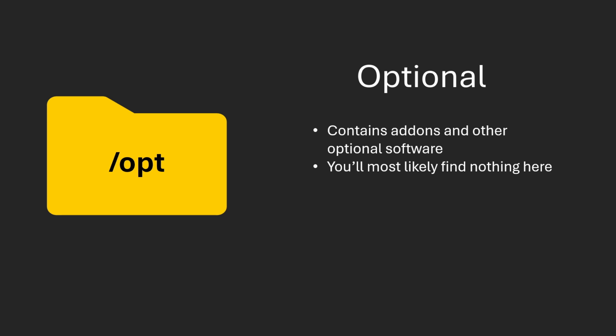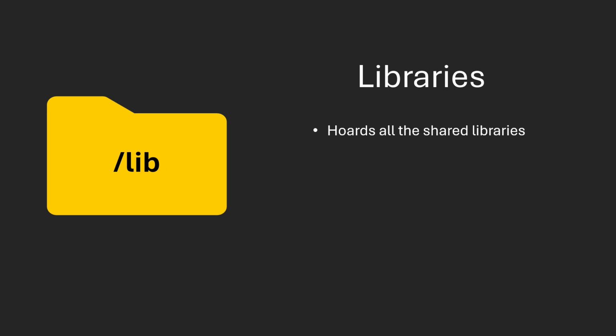If you're running Linux day-to-day, you will most likely find nothing in there. In CTFs, there are plenty of privilege escalation vectors hidden inside this /opt directory. Next one is /lib. Just like /usr/lib, it stores all the shared libraries for the whole operating system.